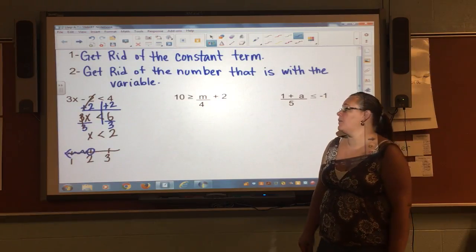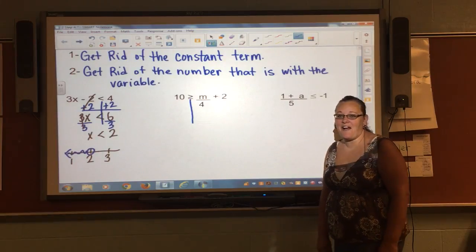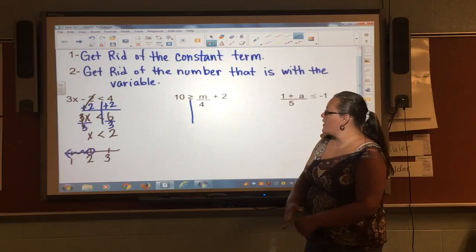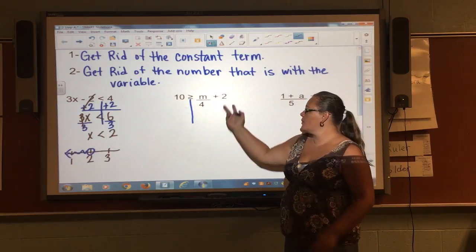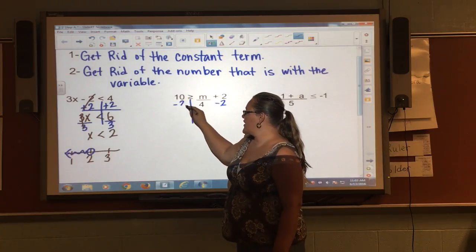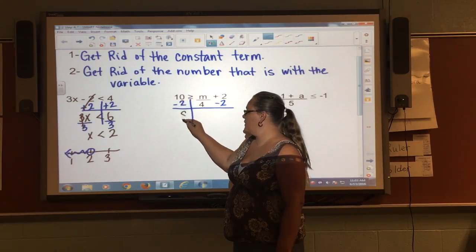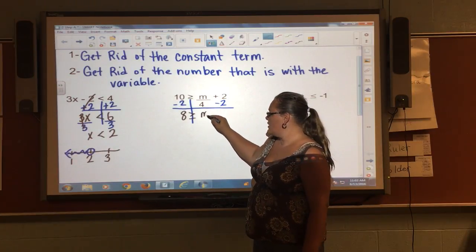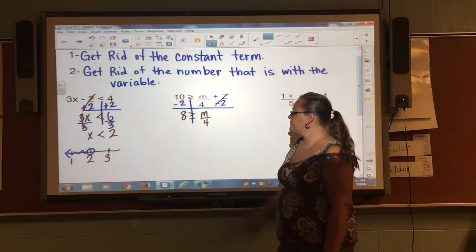How about our next example? Again, identify our inequality sign and focus on the side that has the variable and get rid of that constant term, which would be the +2. So we would subtract 2 from both sides. 10 minus 2 will leave me with 8 is greater than or equal to. I didn't do anything with the m over 4. And +2 minus 2 goes away.